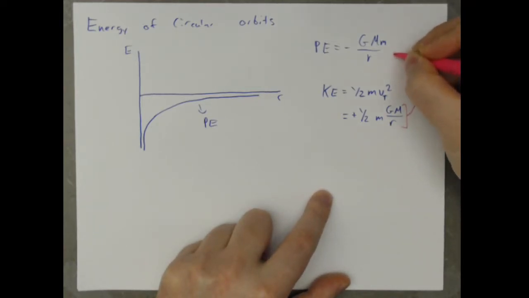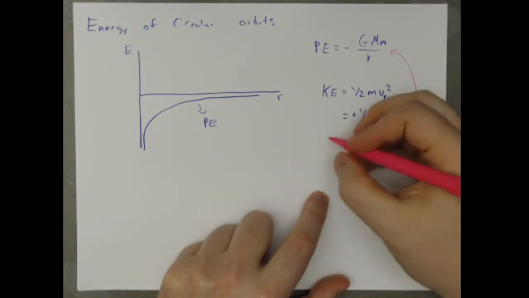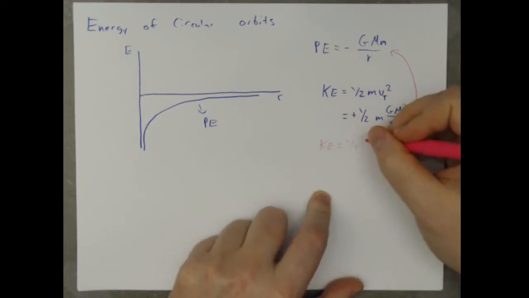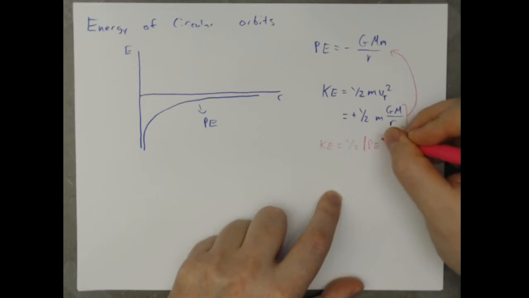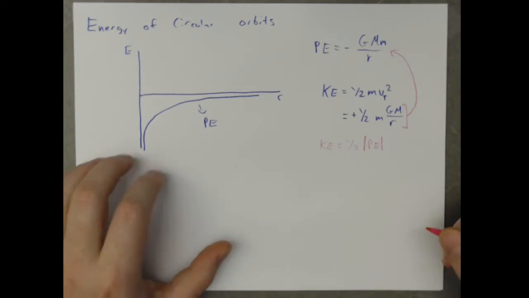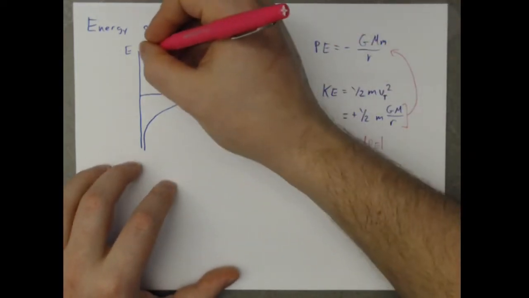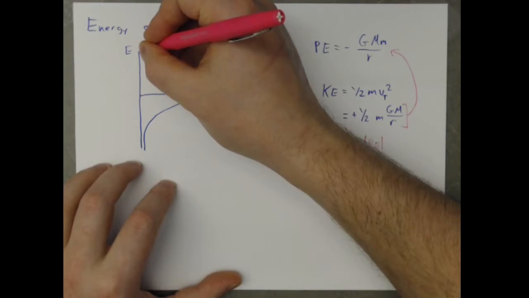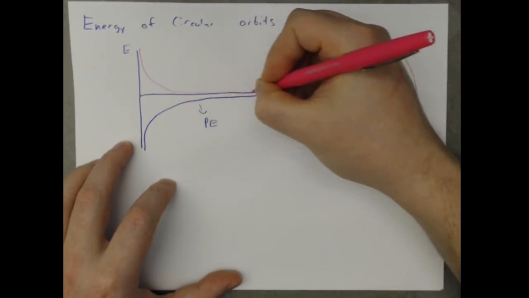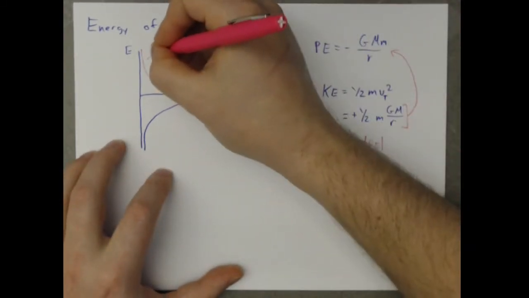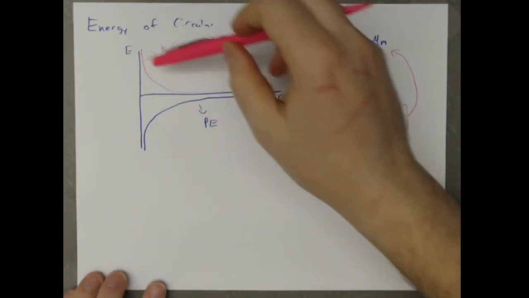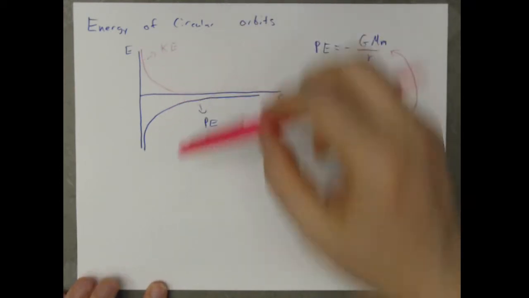But if we look up here, this is telling us that our kinetic energy is equal to 1/2 the magnitude of our potential energy. So if I plot what our kinetic energy looks like, it's actually going to start here and go out like that. So that's what the kinetic energy of a circular orbit looks like. It's going to have the same trend, but it should always be half the value of the potential energy.